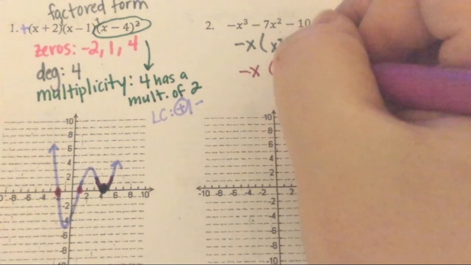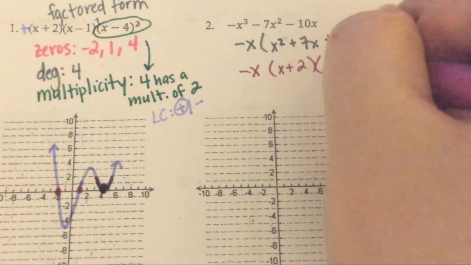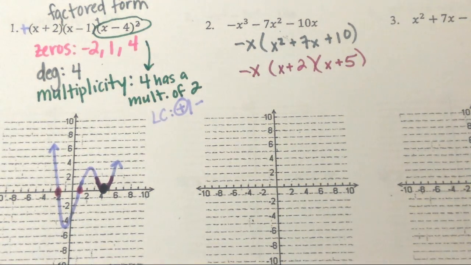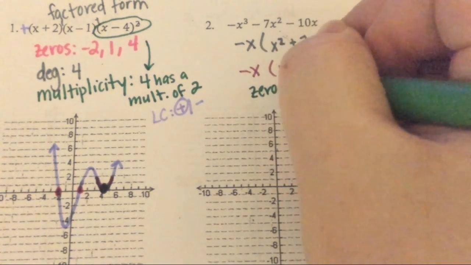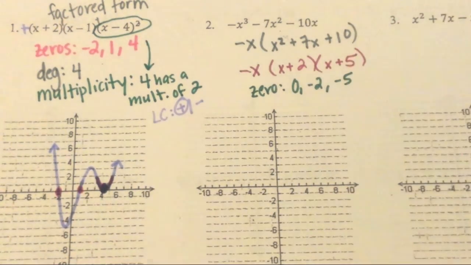So x plus 1, x plus 1. 5 and 2. X plus 2, x plus 5. 5 plus 2 is 7. 5 times 2 is 10. That's perfect. And the reason we did all this is because now I can actually physically list those zeros. What are my zeros? So it's 0, negative 2, negative 5.